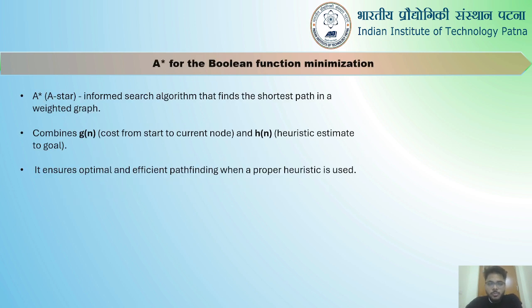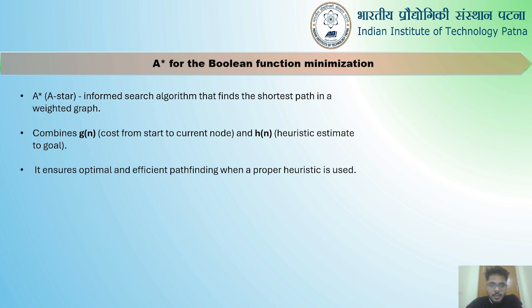A-star algorithm for Boolean function minimization. The A-star algorithm is basically an alternative pathfinding algorithm. It is an informed search method which is used to find the shortest path in a weighted graph.